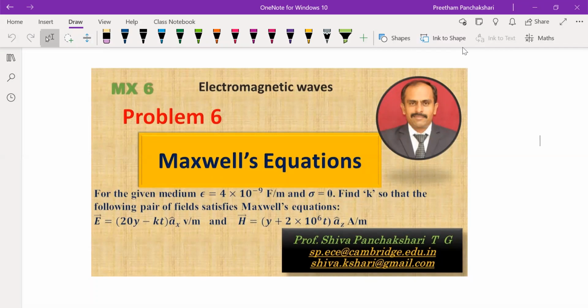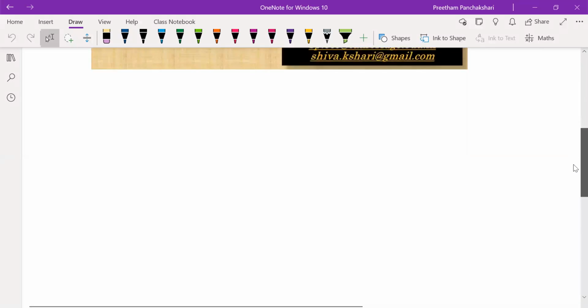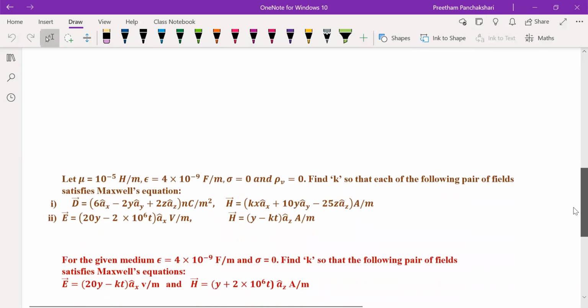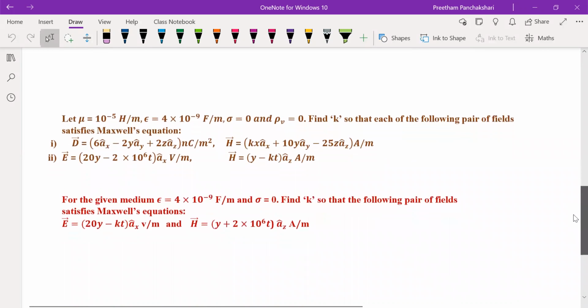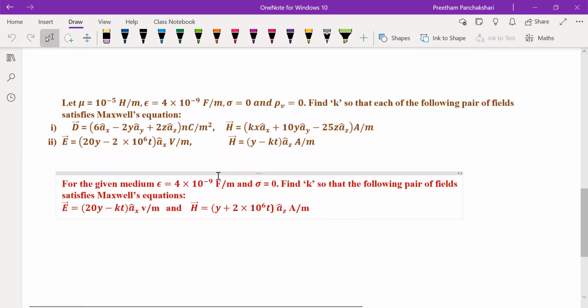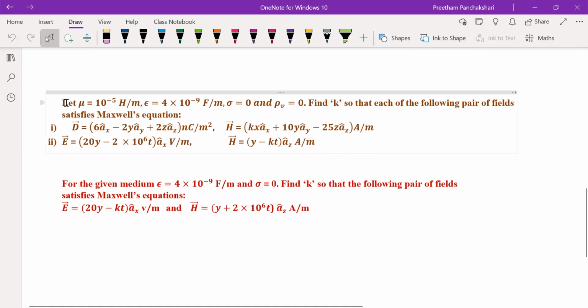Sixth problem on Maxwell's equation. So in this video, I'm having three problems which are similar to each other. The problems are similar, but there is a little bit of thought process to be applied while selecting the formula. Okay, so let us take the first problem.